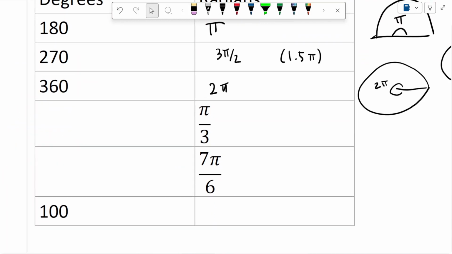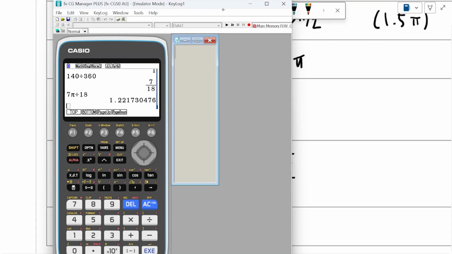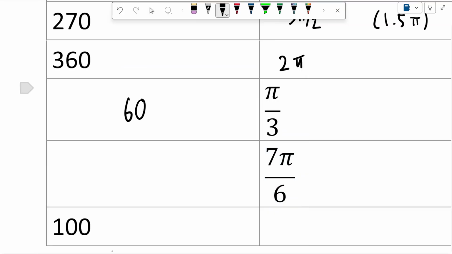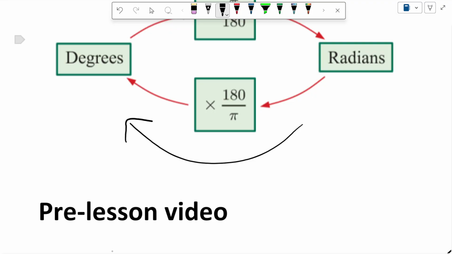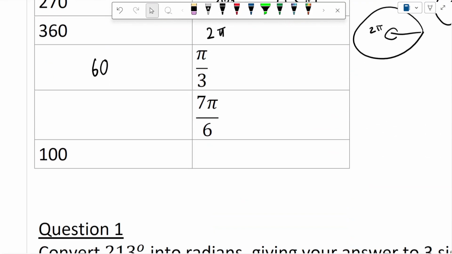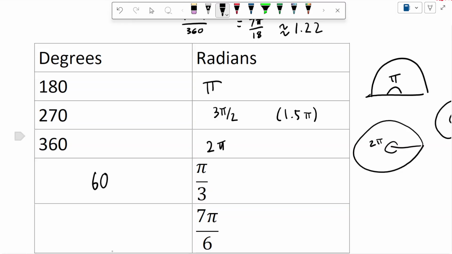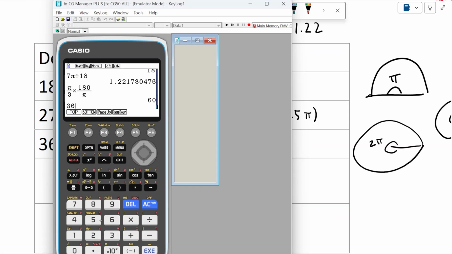Okay, converting back, pi over 3. What you can do is just use that conversion thing that I showed you before. So we could go pi over 3 times 180 over pi. That gets it back to what you need it to be. So that's 60 degrees. That is going back on this conversion table, timesing by 180 over pi.